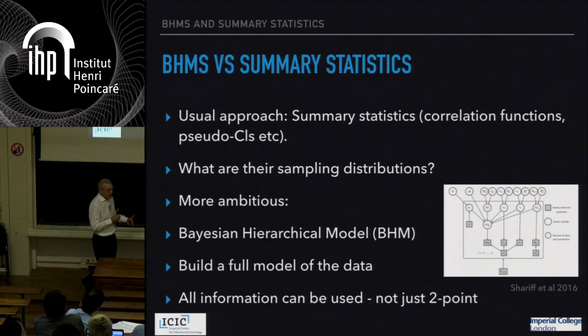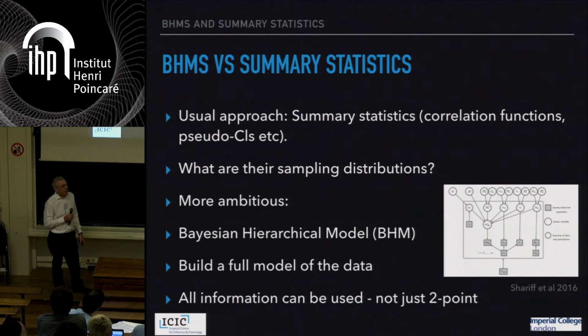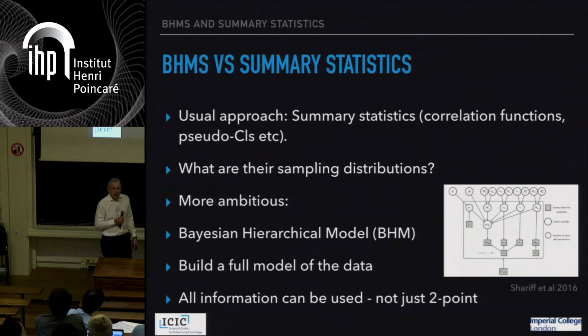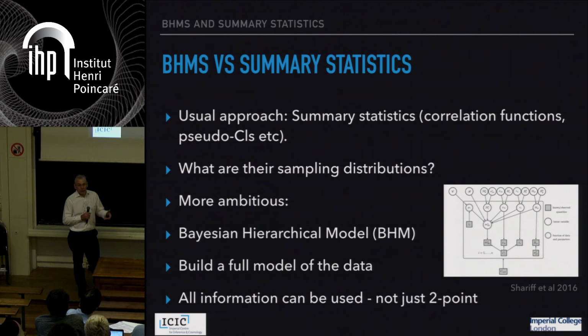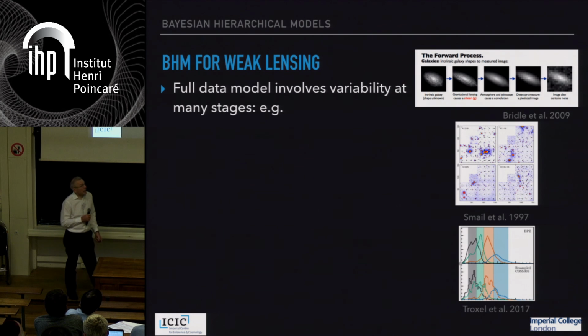So there's an alternative, which is to try to build the model of the data from the ground up, as it were, and this is where the Bayesian hierarchical models can be helpful. It's quite ambitious and not necessarily computationally easy. But it does mean that in principle, you can use all of the information that's in the data, and you're not restricted necessarily just to two-point statistics or some subset. So let me just describe how it would work for weak lensing.